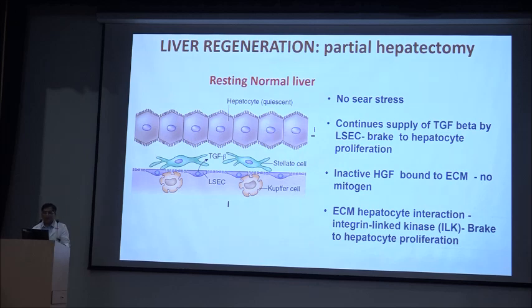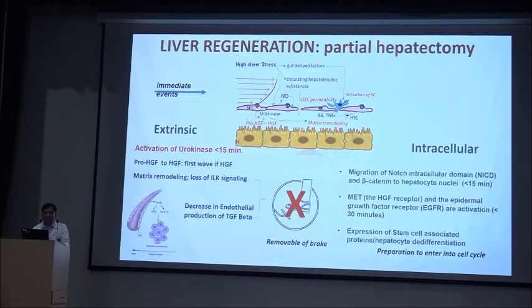So starting with the very first step, what is the state of the liver in the static stage? In the normal liver, there is no shear stress, and there is a continuous supply of TGF-beta by the IL-6, which acts as a brake on the hepatocytes. HGF is present as a growth factor, but it is bound to ECM and not available. Apart from that, emerging evidence shows that ECM-hepatocyte interaction, particularly integrin-linked kinase, also provides a brake to hepatocyte proliferation.